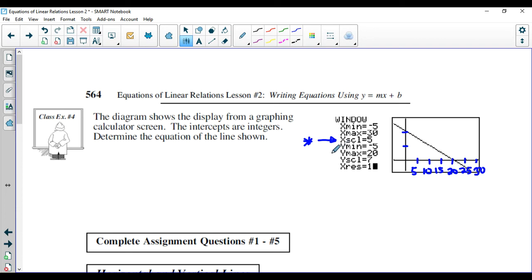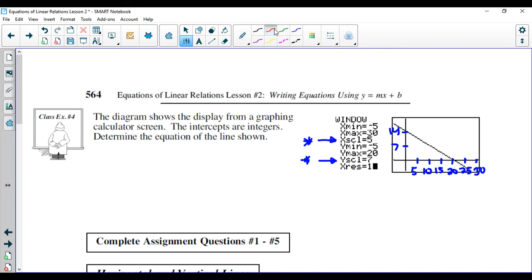And then for the y-axis, these aren't going up by 1s. If we look at the y scale, which is this one, it tells me that we go up by 7s. So this would be 7, and this would be 14. Okay, so what we want to do is figure out what the equation of this line is.